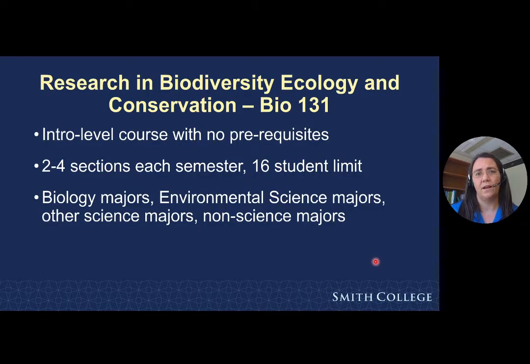The course I'm talking about today is Research in Biodiversity, Ecology, and Conservation. This is an introductory level course with no prerequisites. I usually teach 2 to 4 sections each semester with a maximum limit of 16 students per section. The course has a wide variety of students, including biology majors, environmental science majors, students majoring in other sciences, as well as non-science majors, really a wide variety of kinds of students.